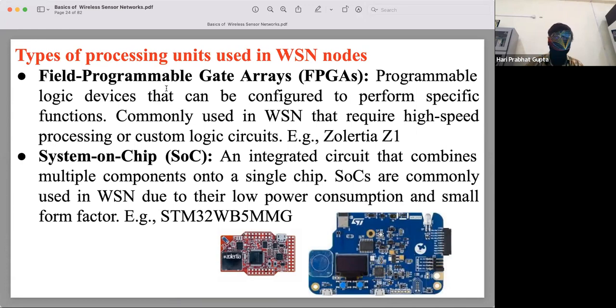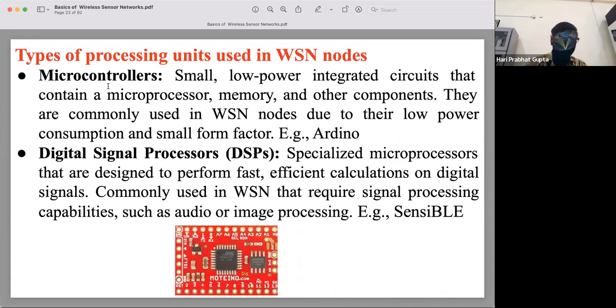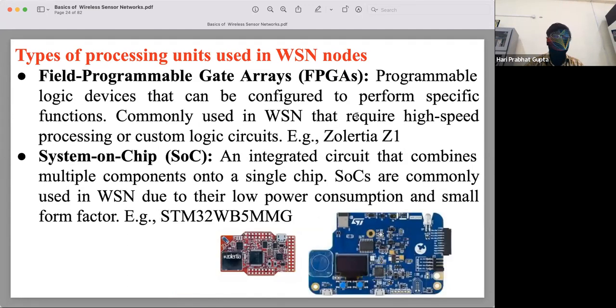So this is the third step. If the task is very small, you can go to the microcontroller. Then if you use signal processing such as audio and images, video is a little bit high and is usually not supported in a wireless sensor network, but audio and image is possible, so DSP. Then we go to the FPGA, that is high speed and customized based on your requirement. These boards are already available in the market. The board is already there. You need to attach the sensor and use it perfectly.